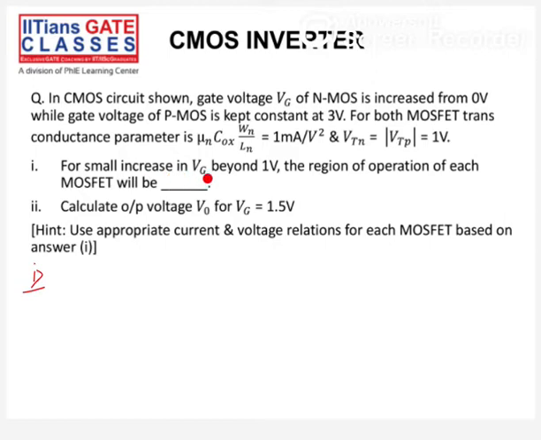For a small increase in Vg beyond 1 volt, they said Vg is just greater than 1 volt. Just greater than 1 volt means it is just greater than Vt. Vt is the threshold voltage, that is 1 volt. So just greater than means it is 1.1 volt. Vg is like 1.1 volt. That we can understand.